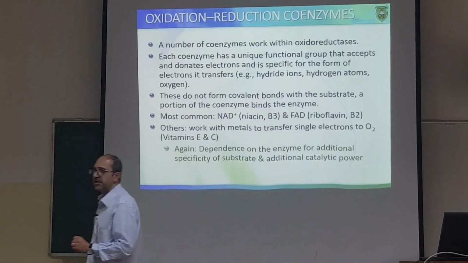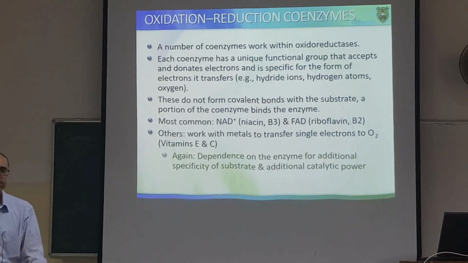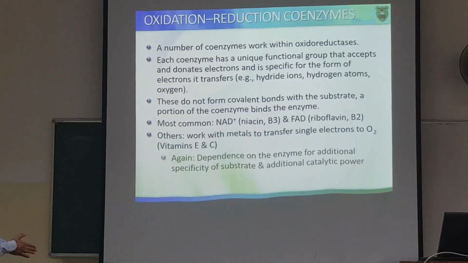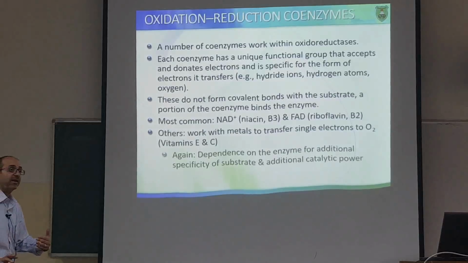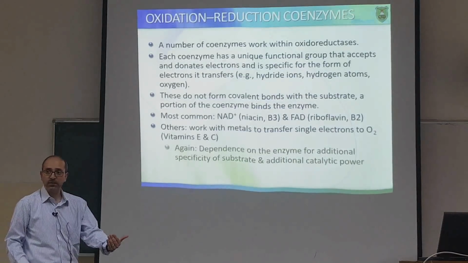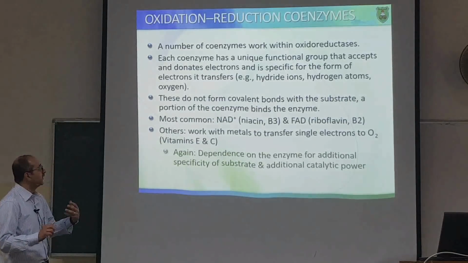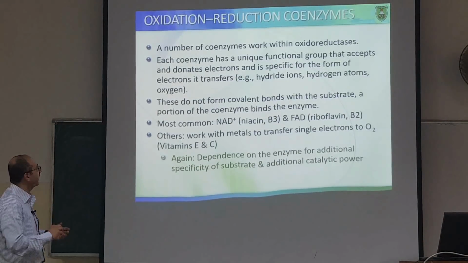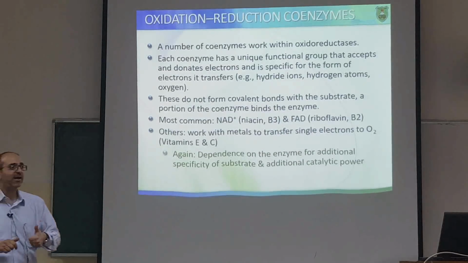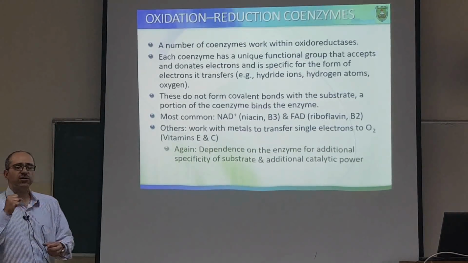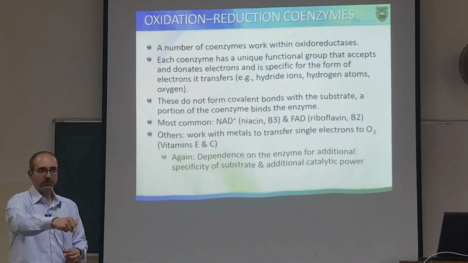We come to the second type of coenzymes, those involved in oxidation reduction reactions. What these do, they do not bind with the substrate. They hardly bind with the substrate. They can interact with an enzyme. Okay. But to be coenzymes, they hardly interact with the substrate. Rather, what they do is they can help in extraction of electrons or donation of electrons. That's what they do.